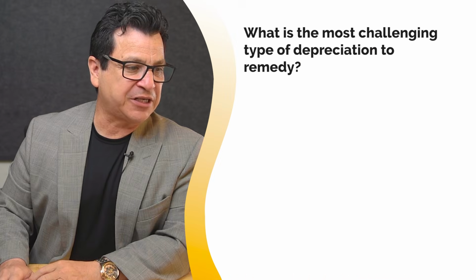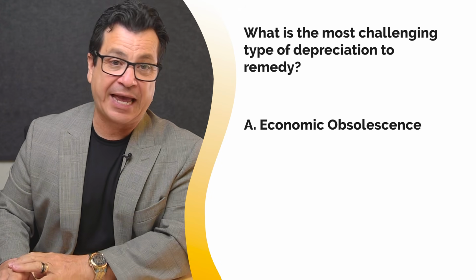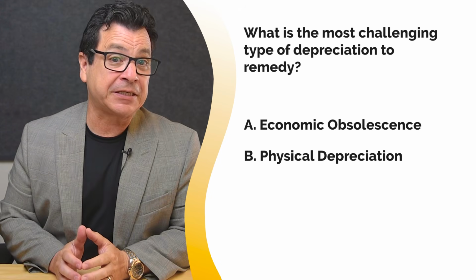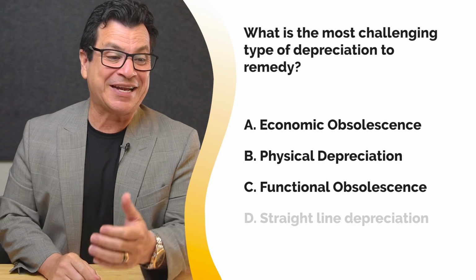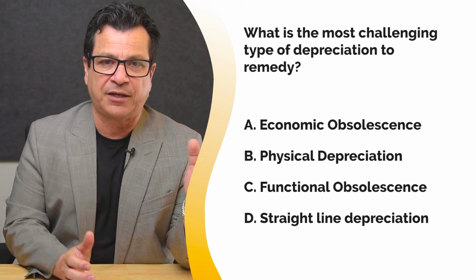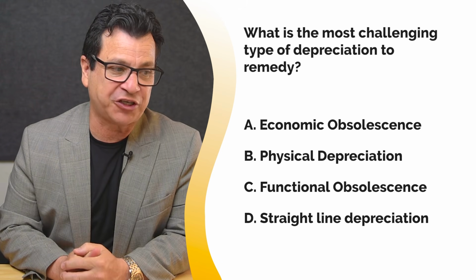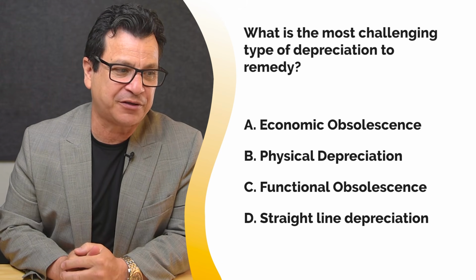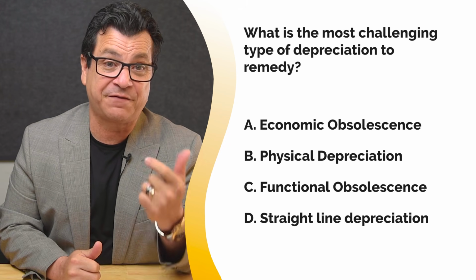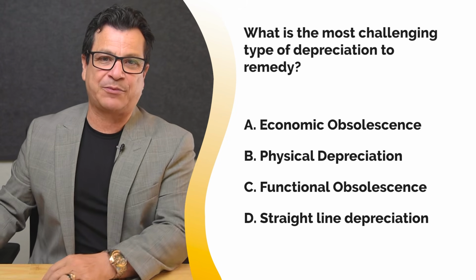What is the most challenging type of depreciation to remedy? A, economic obsolescence, B, physical obsolescence, C, functional obsolescence, or D, straight line depreciation? This is a fantastic question. I know you know this. Let's try it again. What is the most challenging type of depreciation to remedy? Economic obsolescence, physical depreciation, functional obsolescence, or straight line depreciation?